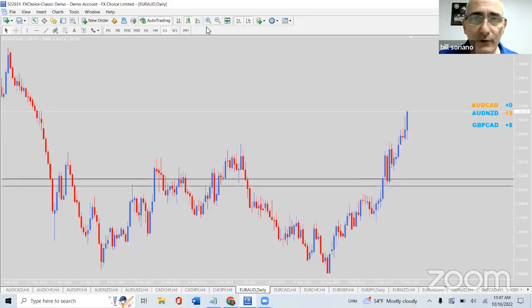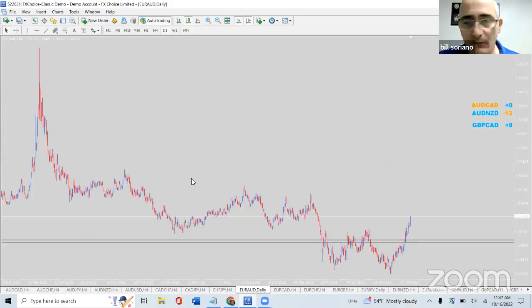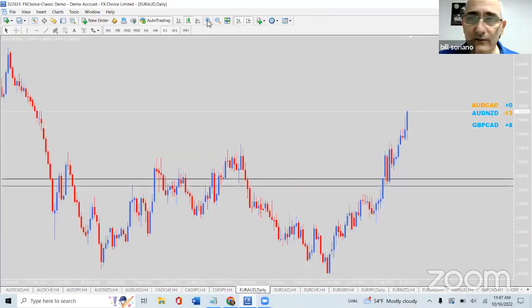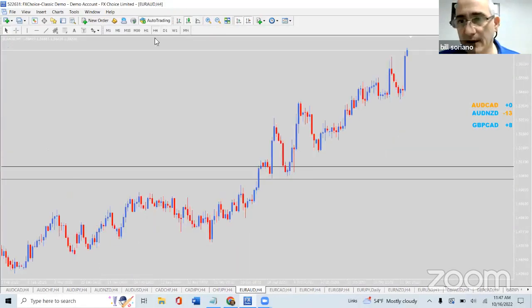So if you look at the long term here, you'd have to say, well, that's bearish. But we're going to say right now that the bias for this on the daily chart is bullish. If we look at the H4, it's obviously very bullish, right? So we're going to go for buys on this pair.